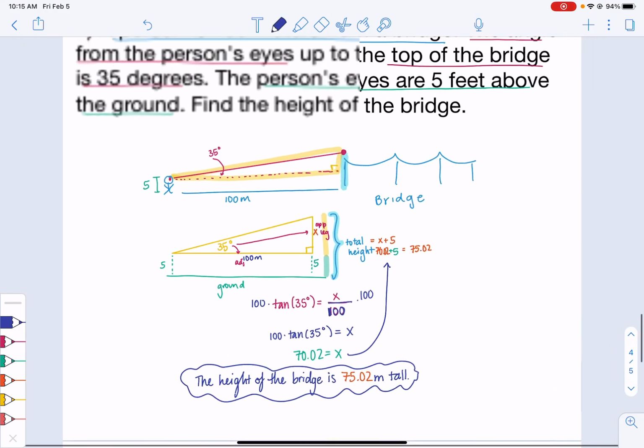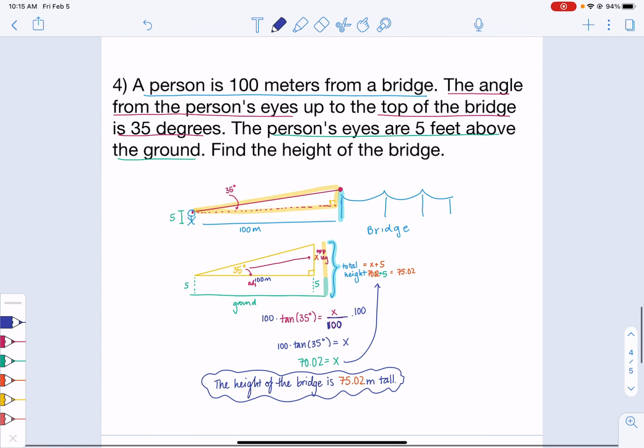So let's zoom out one more time so we can see the whole problem. Word problems are really hard. It's okay to still be getting better at it.